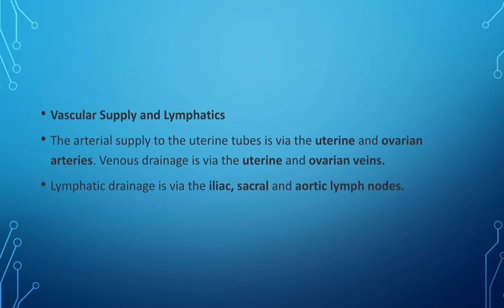Vascular supply and the lymphatics. The arterial supply to the uterine tubes is via the uterine and the ovarian artery. The venous drainage is via the uterine and the ovarian veins. Lymphatic drainage is via the iliac, sacral, aortic lymph nodes.